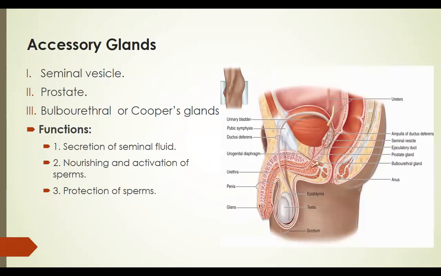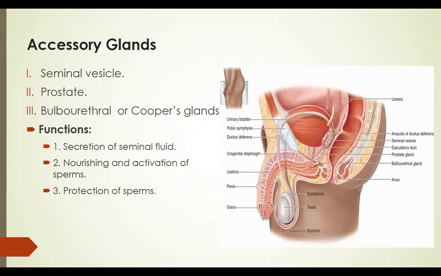Now, after the main primary organ as well as the tract, we'll study some important features of the accessory glands. The three accessory glands are the seminal vesicles, as we have already seen, the prostate, and small glands here. These are called the bulbourethral glands, also called Cowper's glands. These are the accessory glands.